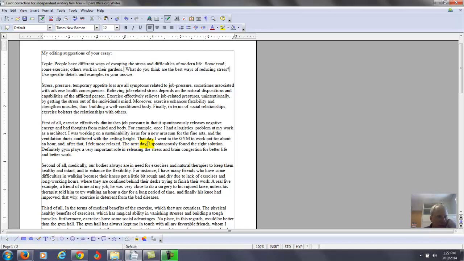First, exercise is effective to diminish job pressure, and then spontaneously relieves negative energy and bad thoughts. Maybe an example. Once I had a logistics problem at work as an architect. I was working on a sustainability issue for a museum for the fine arts, and the ventilation duct conflicted with the ceiling height. That day I went to the gym. You don't even need to capitalize that.